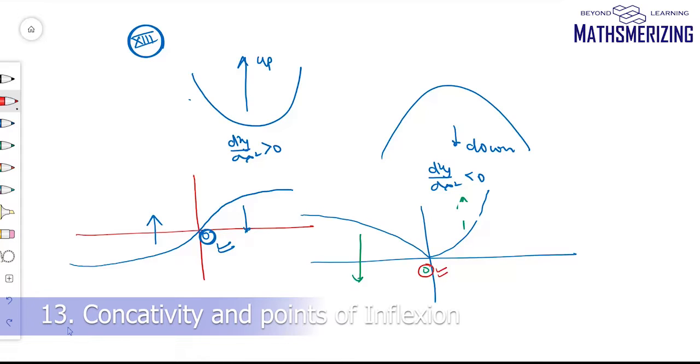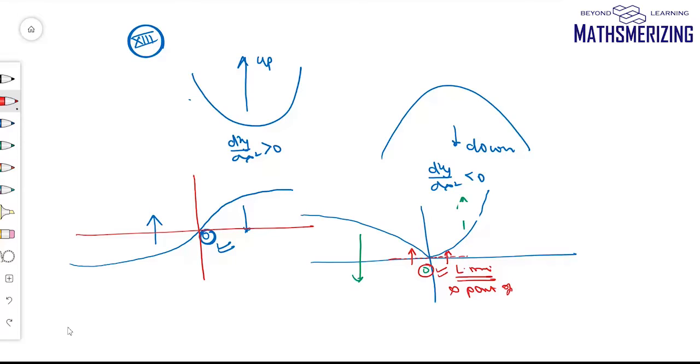Now at 0, when I look at the value at 0, the value at 0 is 0. The graph right before 0 is above this line, and the graph right after 0 is above this line again. So 0 is also a point of local minima. So it's a point of local minima and it is a point of inflection.